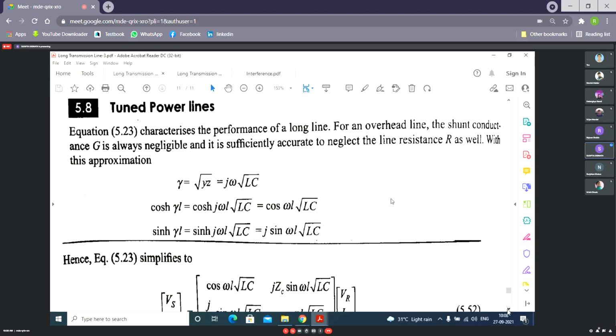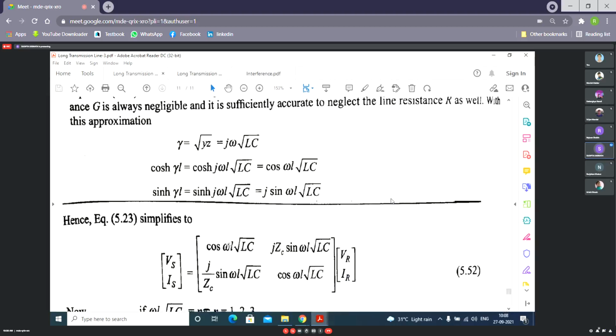And what are Vs and Is? Instead of hyperbolic terms, we have this one. This is the generalized equation. Just instead of cosh and sinh, we have these terms because we have neglected R. Now, can you see that if by any means the term inside this sine becomes 0, that means the sine of this one becomes 0, then we'll have Vs equal to simply this term into Vr.